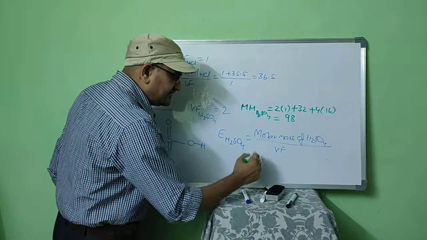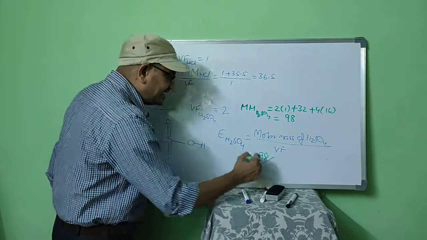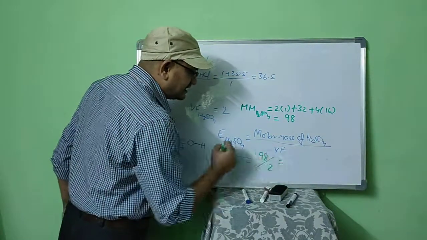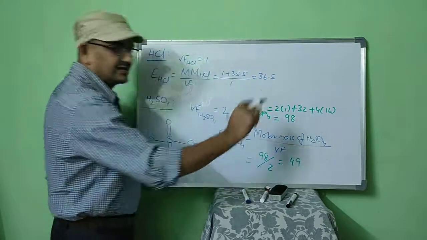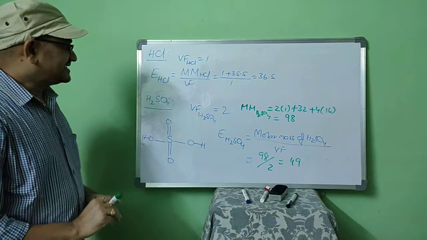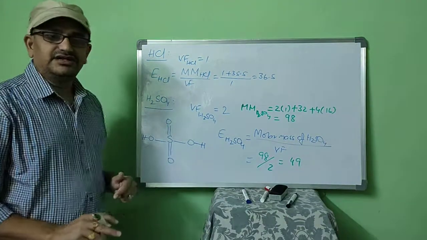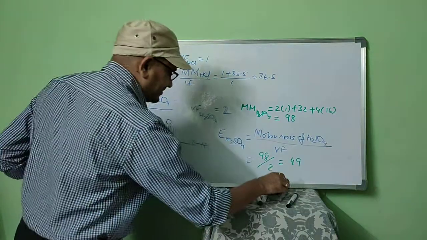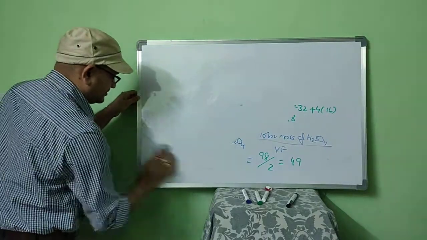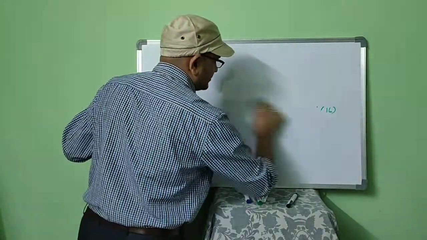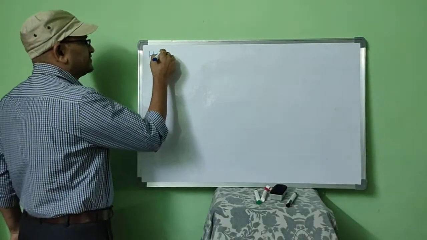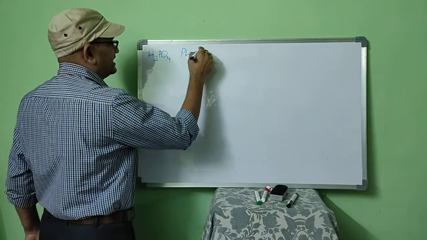So equivalent mass of sulfuric acid is 98 by, what is its valency factor? 2 replaceable hydrogens. So 2. So equivalent mass of sulfuric acid is 49. Is this clear? Now let us see one more such example in the list of acids. This time we see H3PO4, which is phosphoric acid.